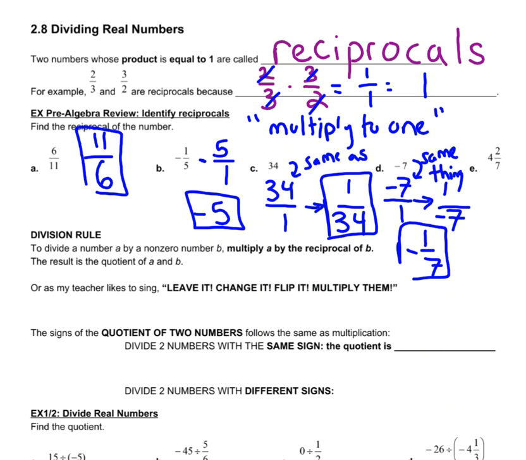4 2/7. If you're thinking, okay, I'm just going to keep that fraction sign, flip the top and bottom, so we get 4/2. No! That is not correct. Because 4/2 times 4 2/7 does not equal 1. And our definition of reciprocals is those two numbers whose product is equal to 1. And it just so happened that flipping them before worked.